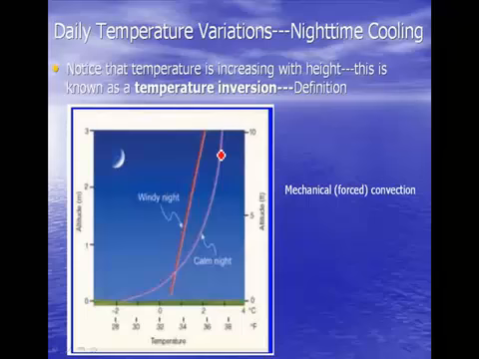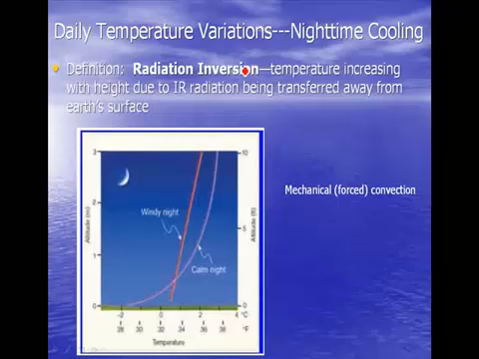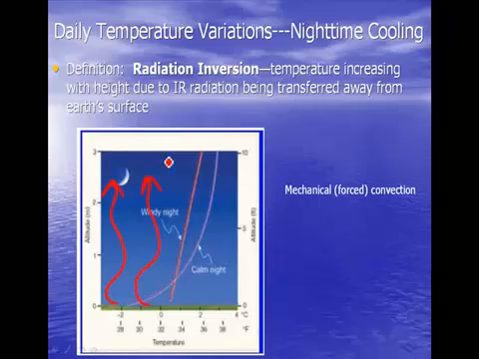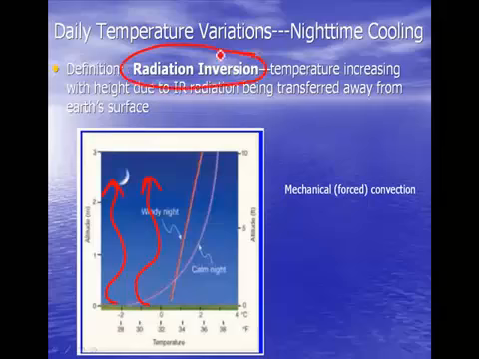Now, I've been talking about temperature increasing with height. There's an actual term for this. It's called a temperature inversion. And in fact, when that temperature inversion is caused by infrared radiation being emitted from the ground in terms of long wave energy, we term this radiation inversion. Okay, so temperature is increasing with height because the surface is losing its energy in terms of long wave radiation, and so it begins to cool.